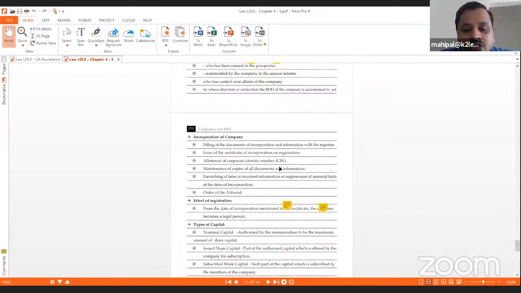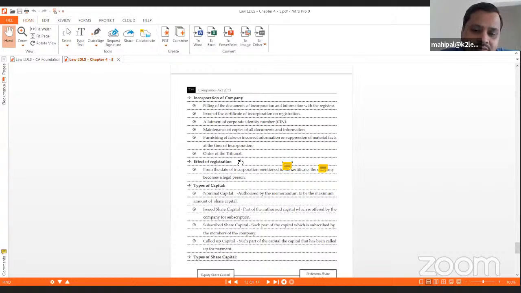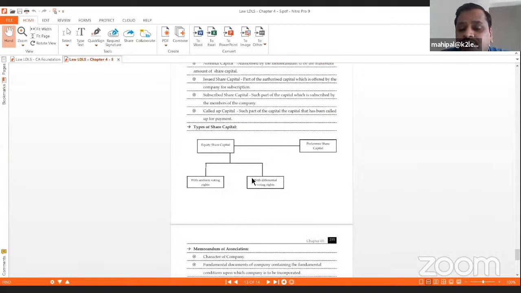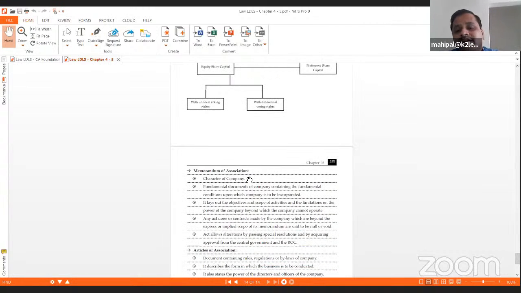Effects of registration: it becomes a legal person. Types of capital: nominal capital, authorized, issued, subscribed, called up, paid up. Types of share capital: we have equity share capital with uniform voting rights, or with differential voting rights, and preference share capital. Preference share capital gets a preference in case of winding up.